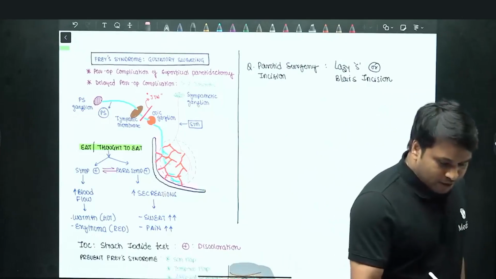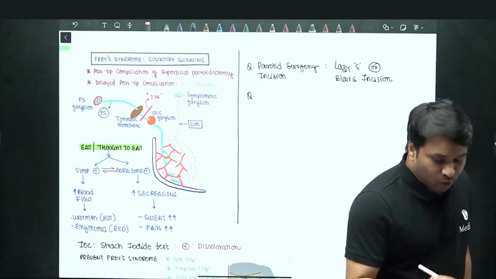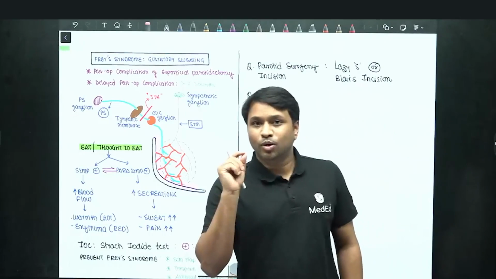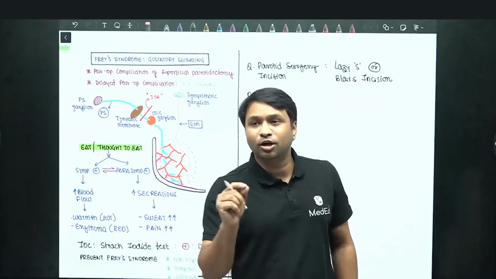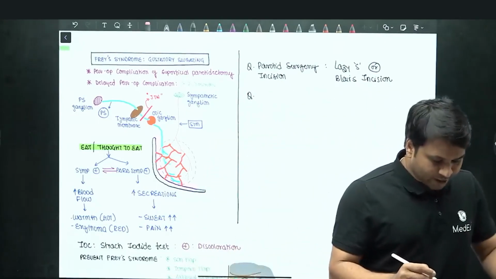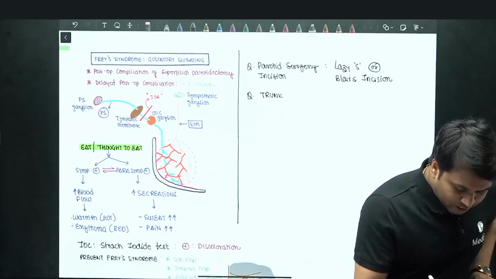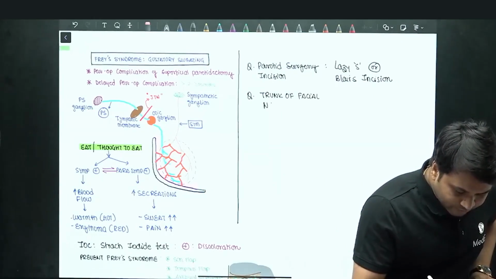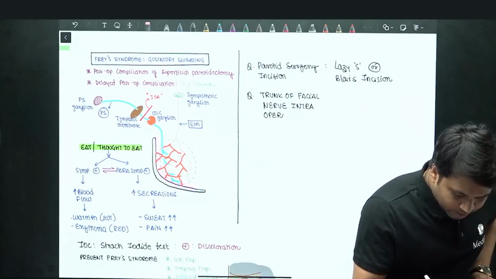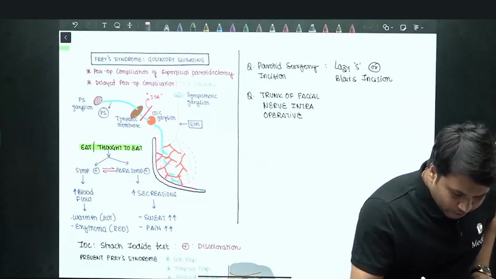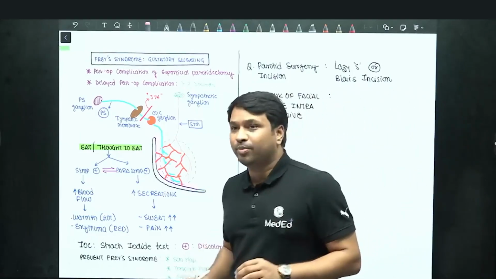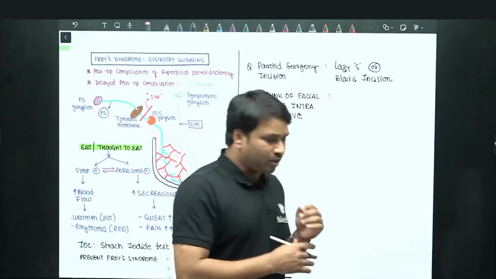The question number 2 is, how do you identify, or what is the landmark to identify, your trunk of the facial nerve? ठीक है, so facial nerve identification. How do you identify the trunk of the facial nerve intraoperatively? Again, a very, very important question.